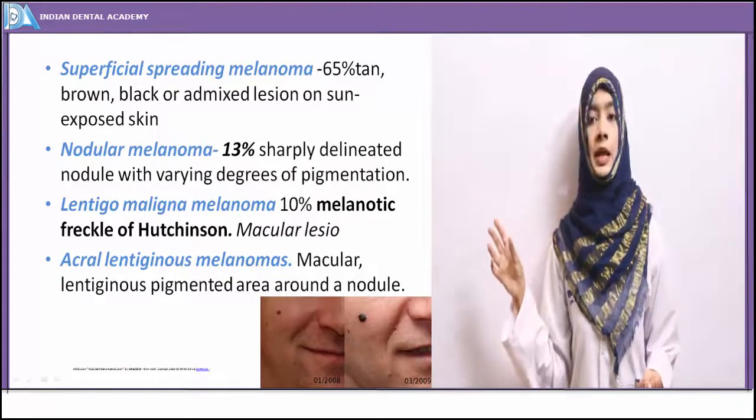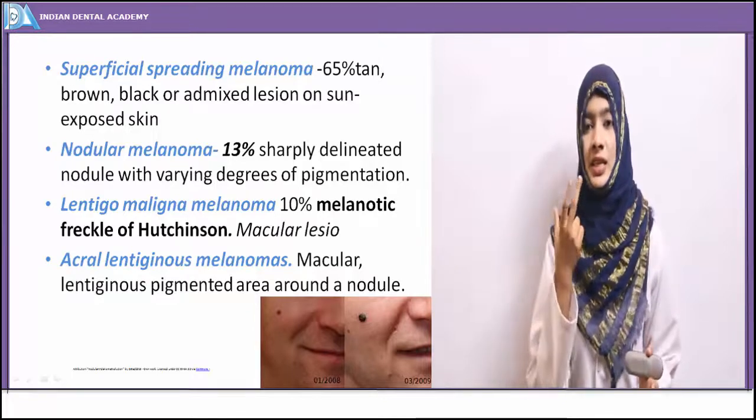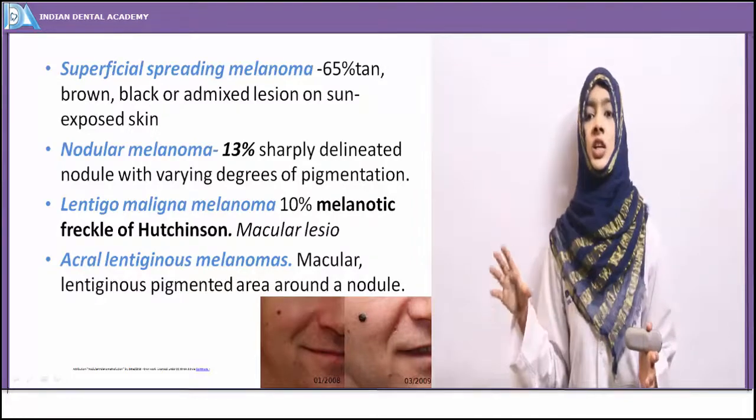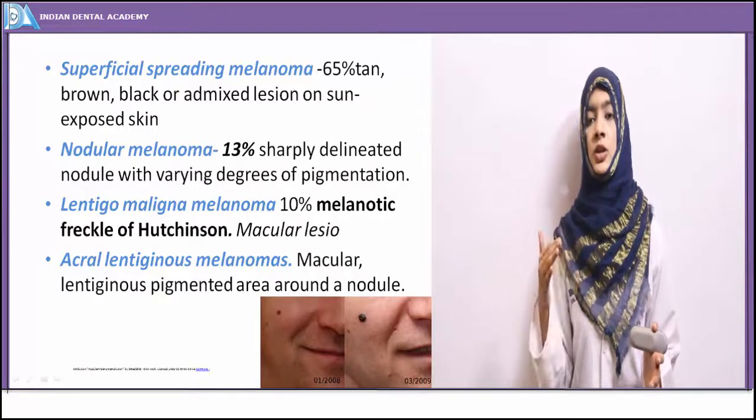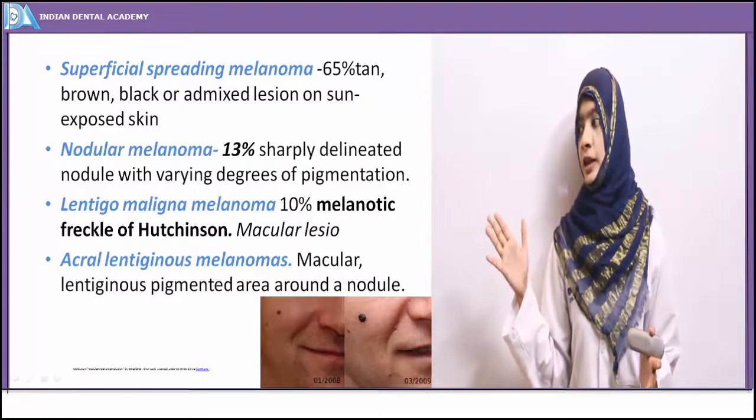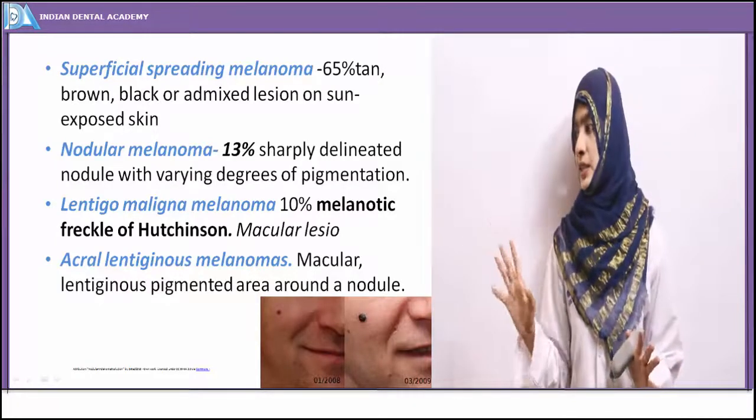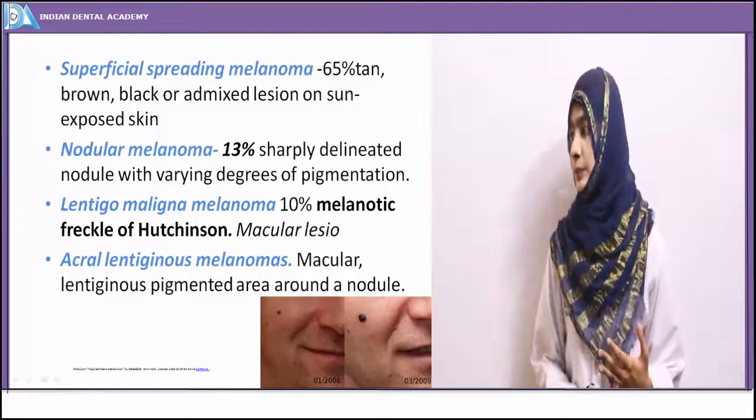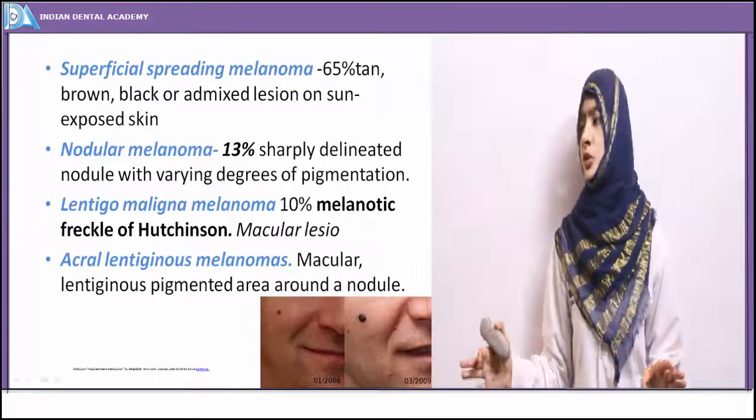Lentigo melanoma is nothing but the appearance of freckles. Freckles are discolorations seen on the skin surfaces which tend to be diffuse and pigmented, appearing darker than the surrounding skin. So the appearance of freckles is common in lentigo melanoma, and about 10% of cases of malignant melanoma show this appearance. It was previously known as melanotic freckle of Hutchinson. The lesion is a macular lesion which tends to be diffuse.